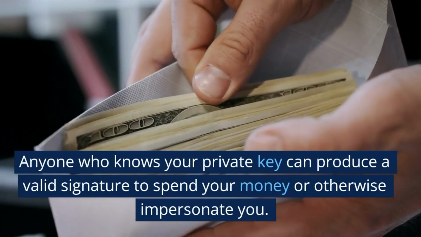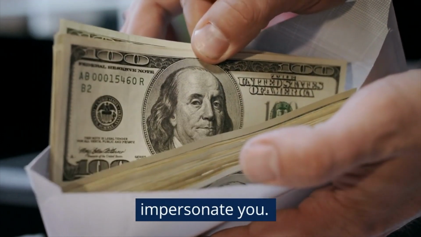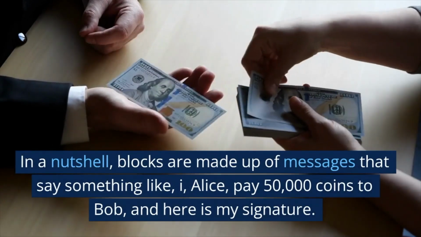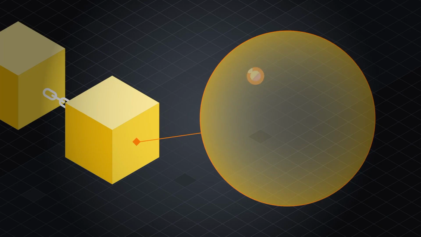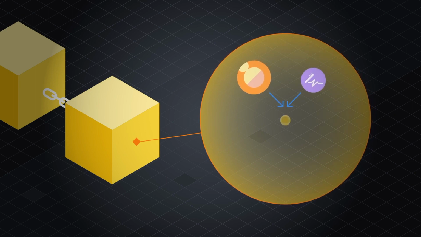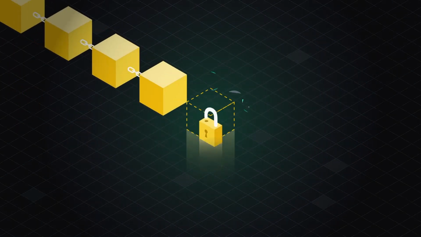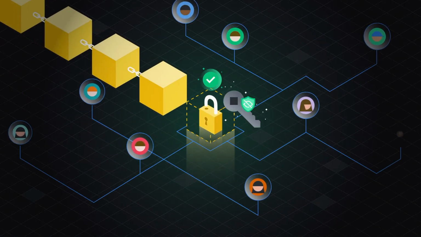In a nutshell, blocks are made up of messages that say something like, "I, Alice, pay 50,000 coins to Bob, and here is my signature to prove I authorize this transaction." That message gets passed around. The peer-to-peer network has users check that the signature matches Alice's public key. If it doesn't, they'll ignore it, and the transaction won't get validated.